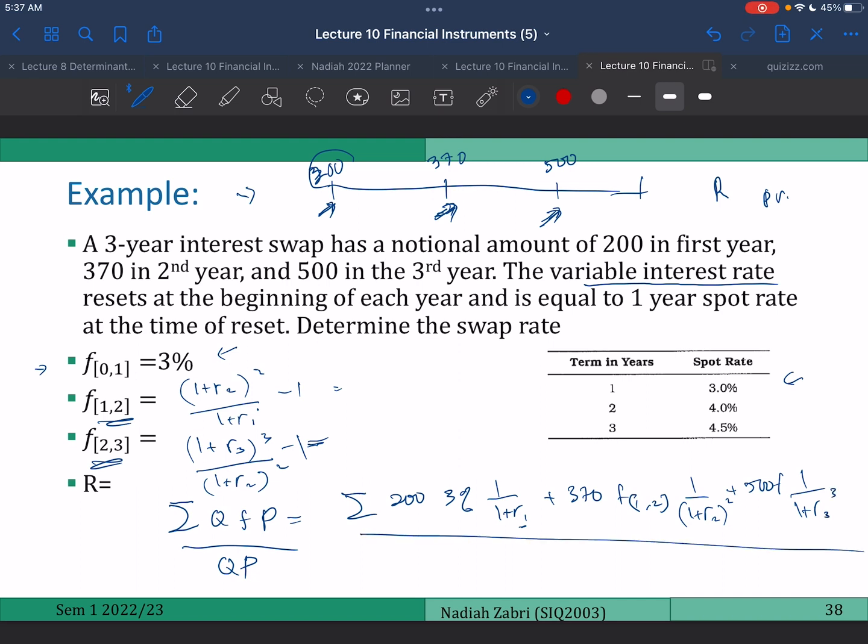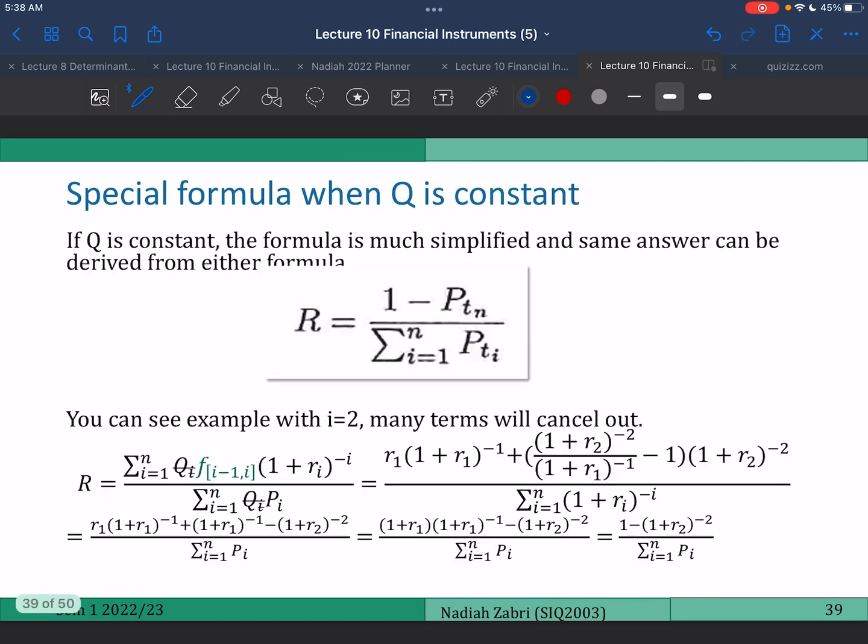Okay, divide by the same as above, but you just remove the F. So you just have 200 over (1 plus R1) plus 370 over (1 plus R2) to the power of 2 plus 500 divided by (1 plus R3) to the power of 3. Once you calculate everything, you get your R. This is a special formula when our notional amount is constant, is level. So when the notional amount is level, the steps that you need to do for the working are going to be a bit shorter, because the Q above and the Q below will cancel off. That's the idea.